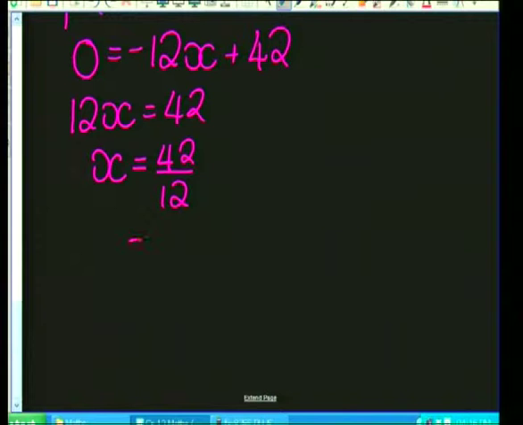Okay, 6 will go into both of them, therefore 6 goes into 42 7 times, and into 12 it goes in twice. And that leaves us with an x value where your point of inflection is, of 3.5. And they didn't want the y coordinate at this point. If they did want it though, what we would do is take our x value and substitute it back into the original function.